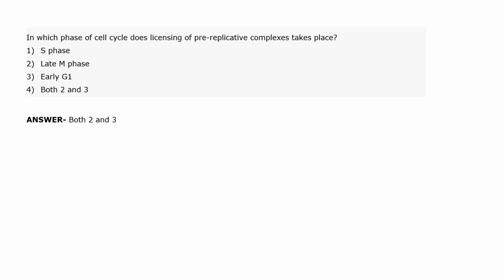Yeah, so basically you're right. The answer to this question is both 2 and 3, that is late M phase as well as early G1 phase, right? So licensing is a term that basically means that the origin of replication is getting incorporated by this origin of replication complex, followed by the MCM helicases. So it is not initiating the replication process, but all the components that are needed for starting the replication are getting incorporated into the replication origin.